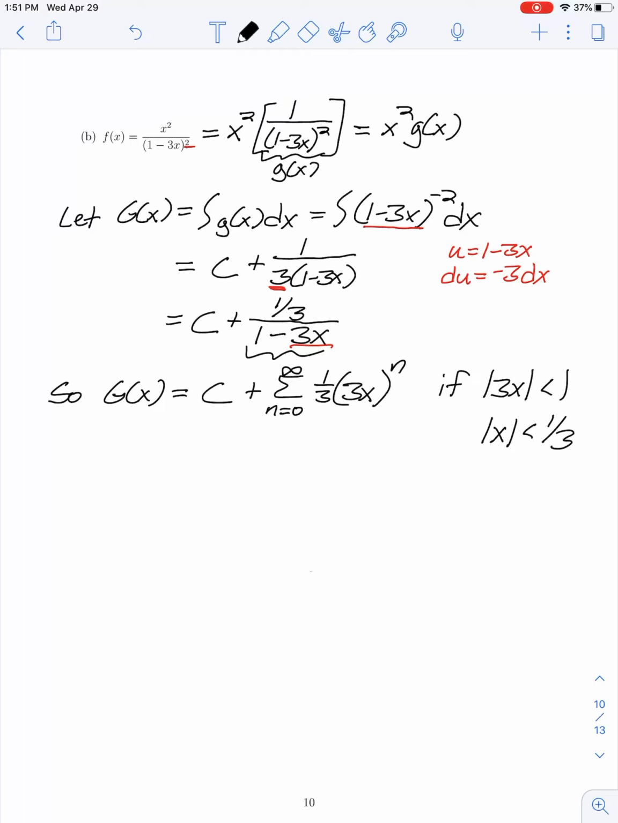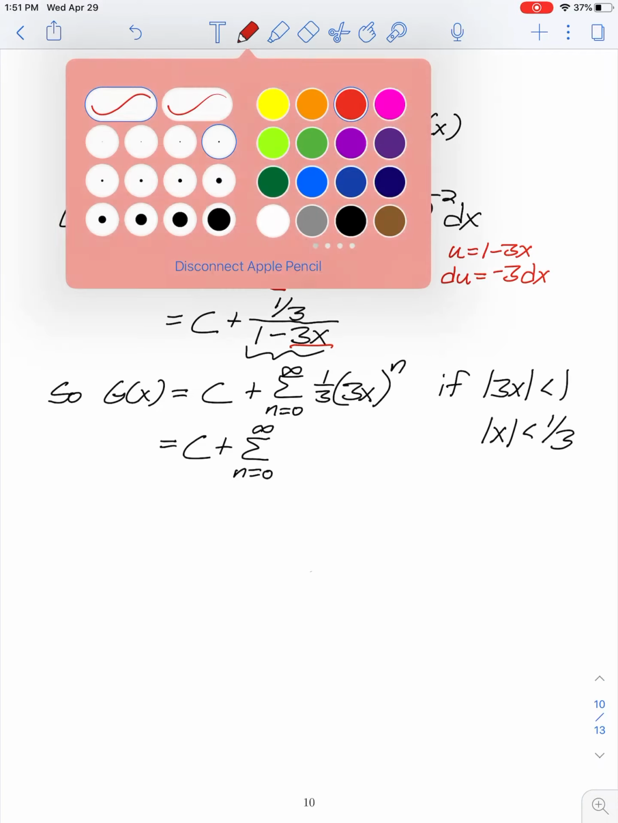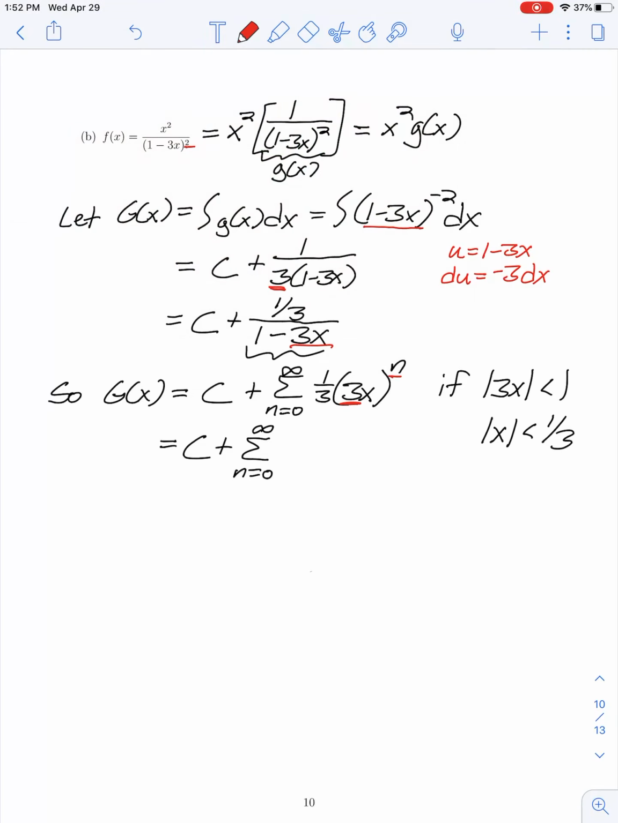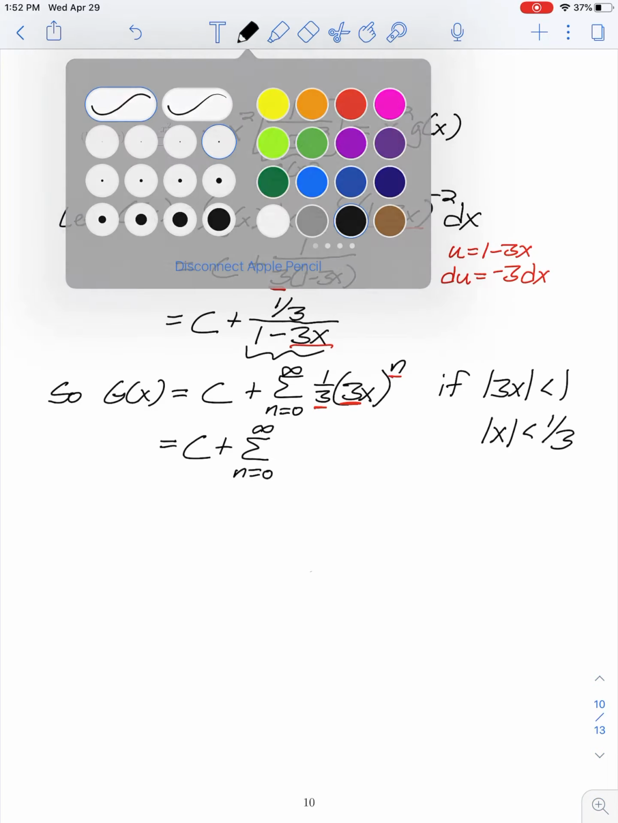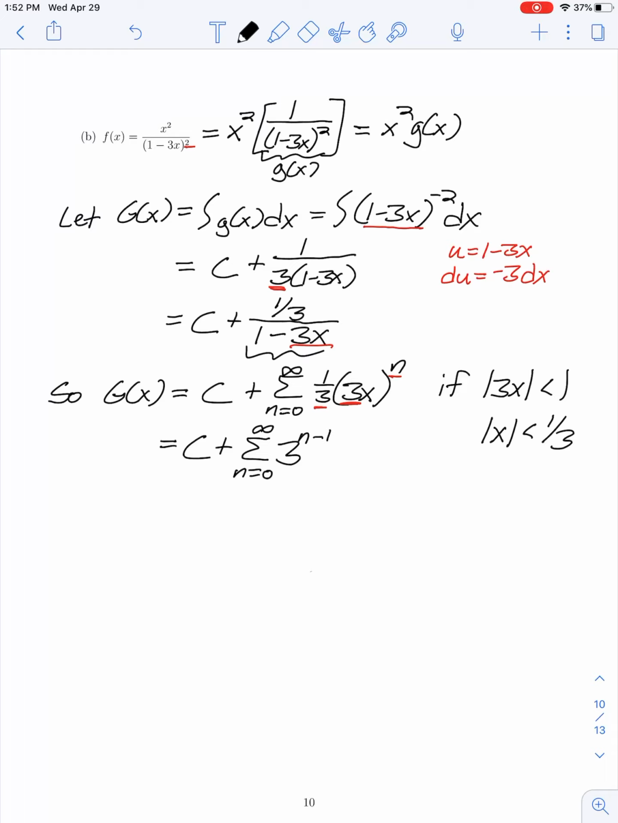So before trying to work backwards to find the function little g of x, let's simplify the expression that we have for capital G. So we would have a constant c plus the sum from 0 to infinity of, well, let's see how we can rewrite this. I'll have 3^n divided by 3, so that will leave me 3^(n-1), and then I have x being raised to the nth power. So I've got the following expression for capital G of x, which was the antiderivative of little g.